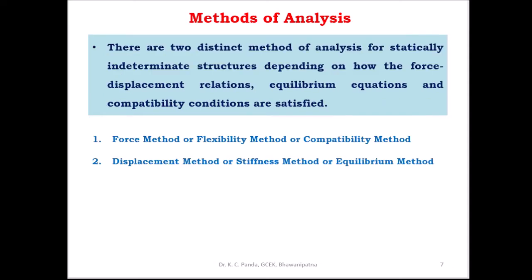Then coming to what are the different methods used for the analysis of statically indeterminate structures. There are two distinct methods of analysis for statically indeterminate structures, depending on how the force displacement relations, equilibrium equations and the compatibility conditions are satisfied. The first method is the force method and the second method is the displacement method. The force method is also known as the flexibility method or compatibility method, and the displacement method is also known as the stiffness method or equilibrium method.